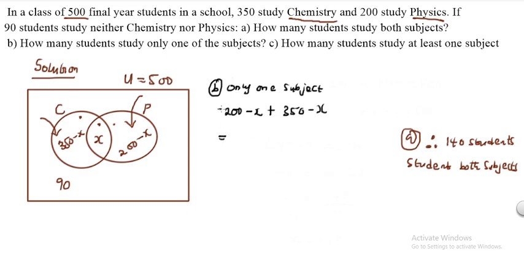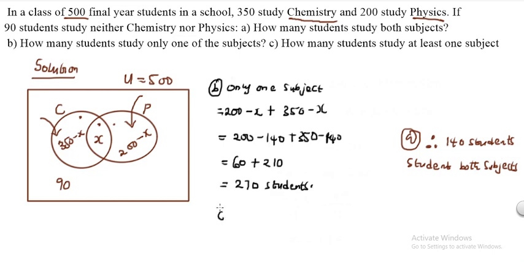So that means this is equal to 200 minus 140 plus 350 minus 140. From here, this is equal to 200 minus 140 is simply 60 plus 350 minus 140 is 210. So this is equal to 60 plus 210 is 270. So the number of students that study only one subject is 270 students.